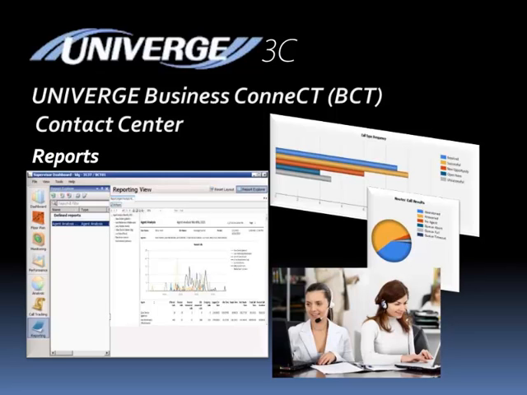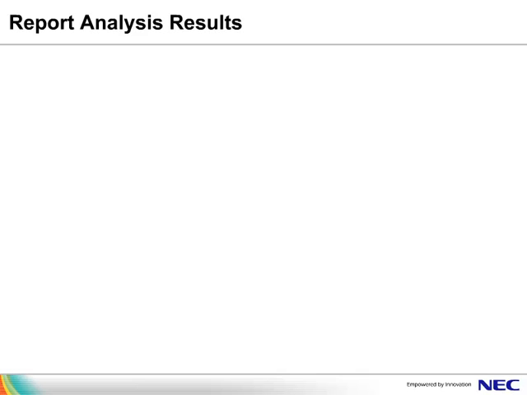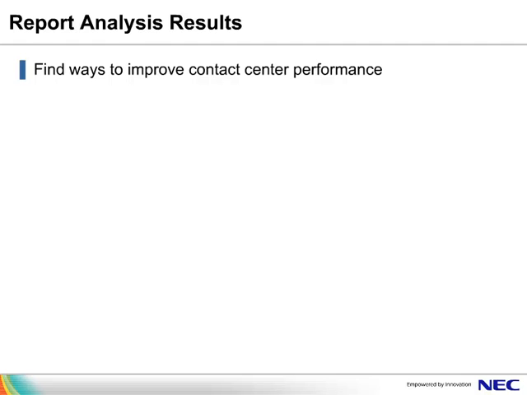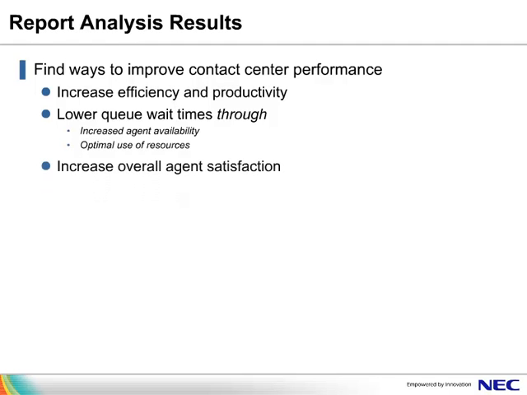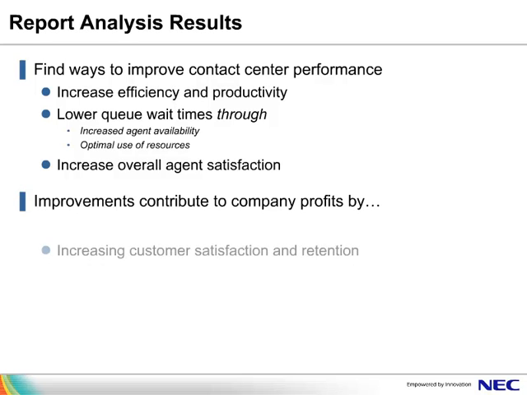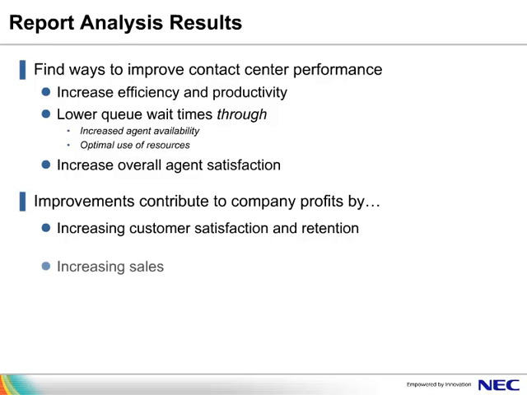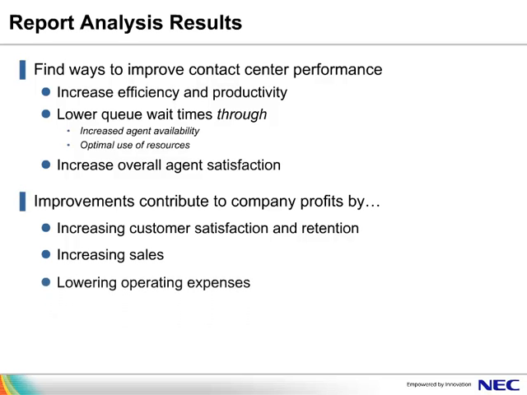The reporting capability enables an organization to analyze the performance of their contact center. Based on the results of a report analysis, you can find ways to improve the performance of your contact center. Performance improvements can be derived through increased efficiency, productivity, agent availability, optimal use of existing resources, and overall agent satisfaction. These improvements can contribute to the company profits by increasing customer satisfaction and retention, increasing sales, and lowering operating expenses.